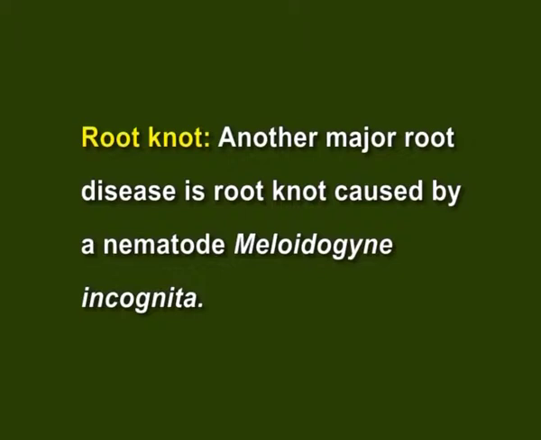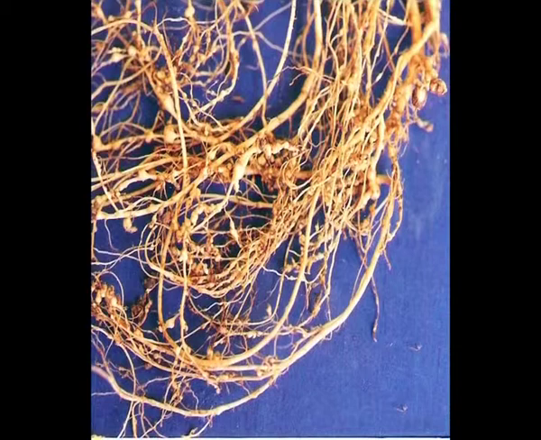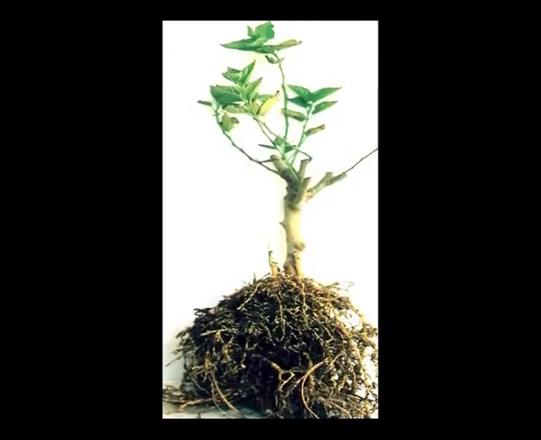Number 2. Root knot. Another major root disease is root knot caused by a nematode Meloidogyne incognita. This disease is characterized by the galls or knots on the root system, which is the characteristic symptom. It results in stunted growth and reduced yield, and many times it makes a way for the entry of root rot causing pathogens, resulting in death of plants. Leaf yield loss due to root knot has been reported to be 10 to 12%.